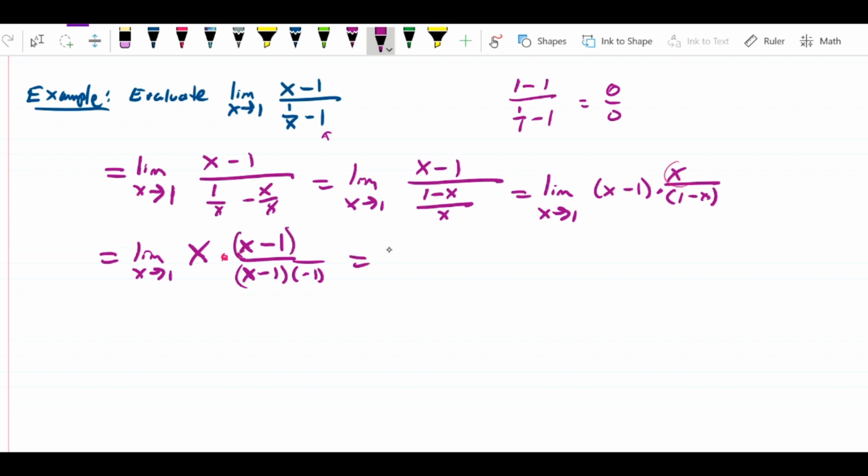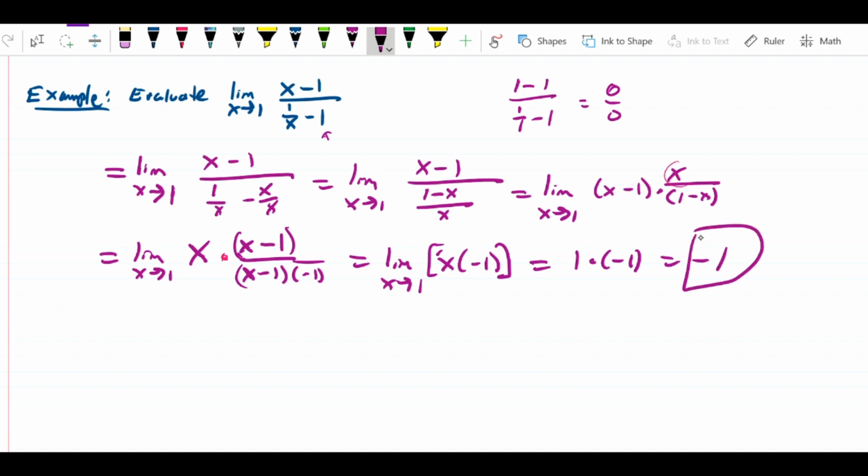There we go. So that's going to be the limit as x approaches 1 of x times negative 1. We can do that by substitution. That's just a polynomial. So that's going to be 1 times negative 1 equals negative 1, and that's that limit.